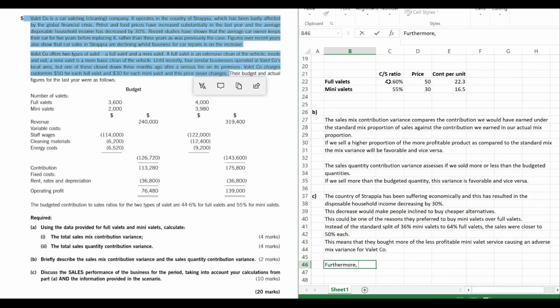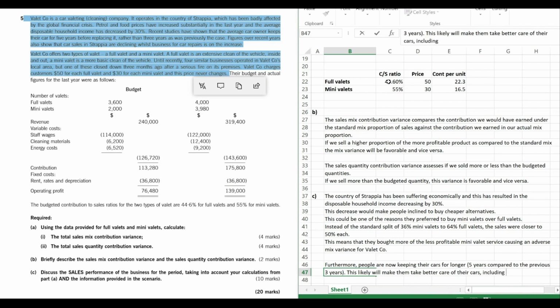Furthermore, people are now keeping their cars for longer, 5 years compared to the previous 3 years, right? This likely will make them take better care of their cars, including through valet and cleaning services, right?